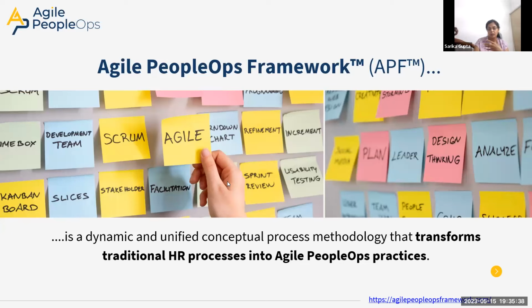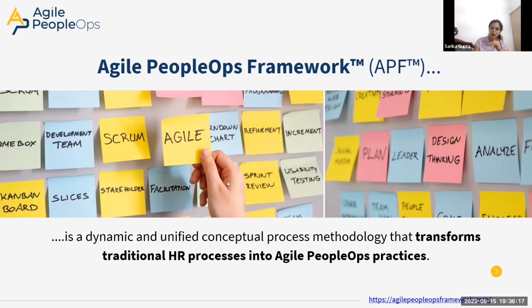Now, what does it involve? It involves an intentional shift from traditional HR processes into more agile and dynamic practices, right? So this agile framework shows you how to make things work when it comes to people operations, how to make things work the agile way specifically. And this framework has been successfully tested and implemented in various countries, which include USA, India, South Africa, Europe, Hong Kong. The list is increasing day by day.